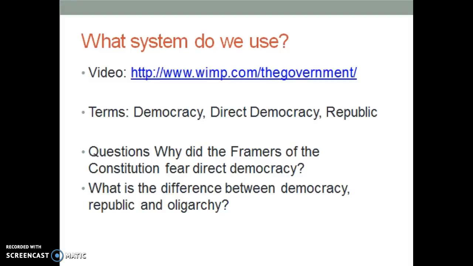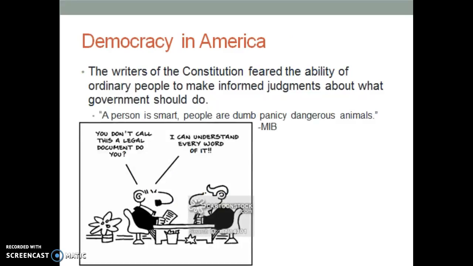And so some questions to keep in mind are, why did the framers of the Constitution fear a direct democracy? And what is the difference between democracy, republic, and oligarchy? So in the United States, and I got a cartoon here. You can have Parker explain why that's such a funny cartoon. But the writers of the Constitution feared the ability of ordinary people to make informed judgments about what government should do. And remember, it's not the perfect government, it's the best government. And that was the goal, is to make the best government.